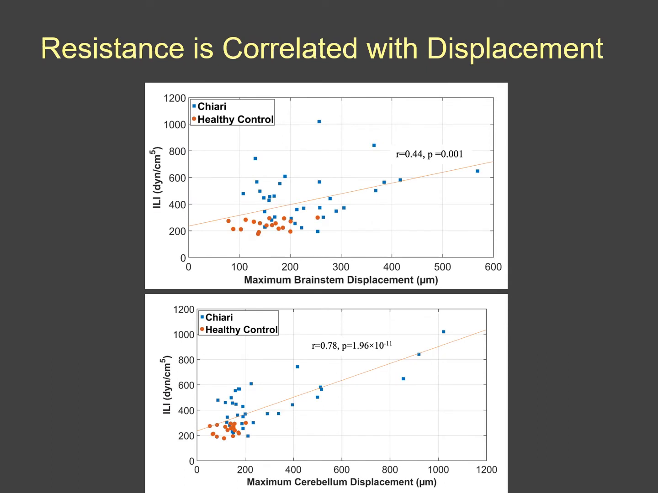So if we plot that maximum brainstem displacement versus the ILI, you can see that the resistance is correlated with displacement. Correlation values are not huge, but still pretty good, 0.44 and 0.7, showing that there is a correlation between the two.